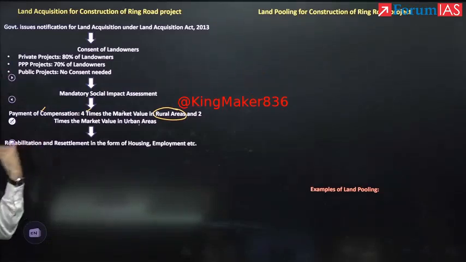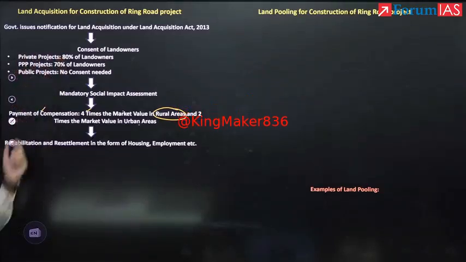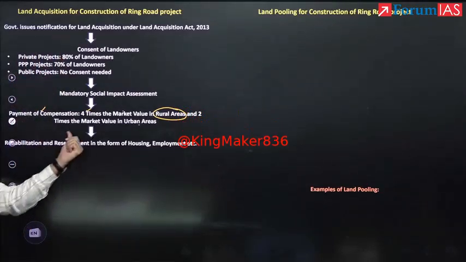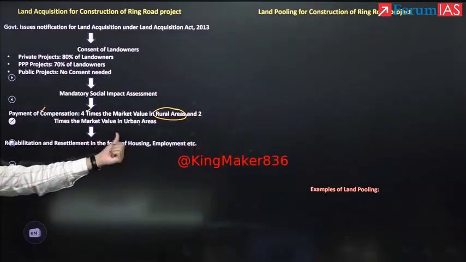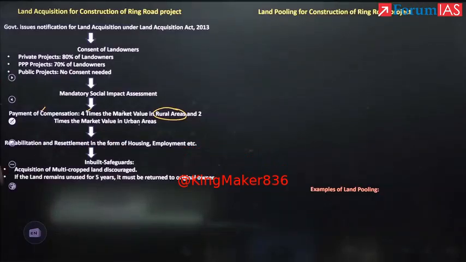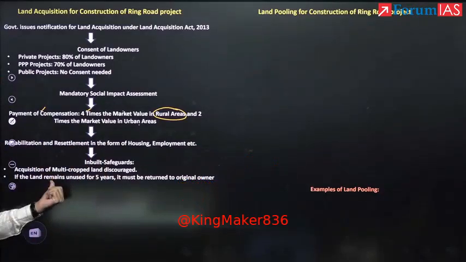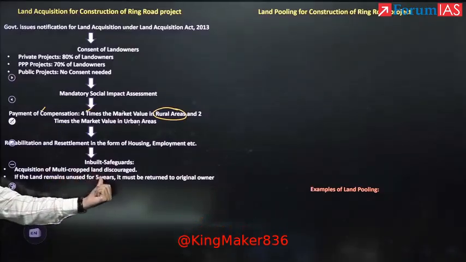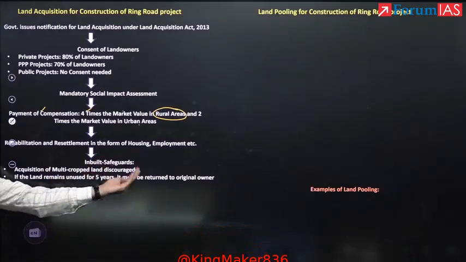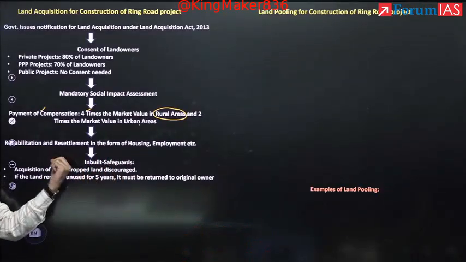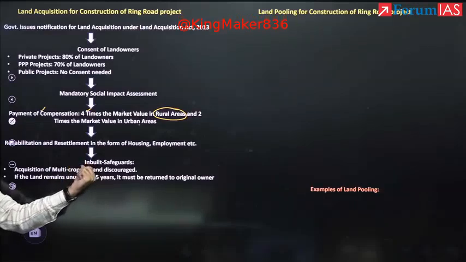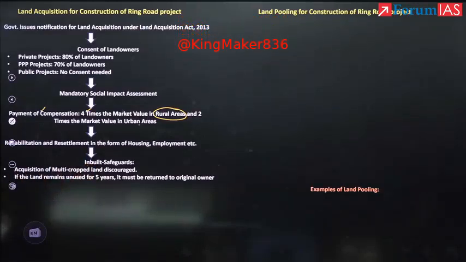The government which is acquiring the land or the private sector which is acquiring has to compulsorily provide for rehabilitation and resettlement for the affected people. Inbuilt safeguard is there. What is the safeguard here? If the government does not use the land for the next 5 years, if the private sector does not use the land, it has to give back the land to the owners. And look at this safeguard. You cannot acquire what kind of land? Multi-cropped. What is multi-cropped? Where in 1 year you can grow multiple crops. The idea is to ensure that it does not affect which sector? The agriculture sector, at the cost of infrastructure.